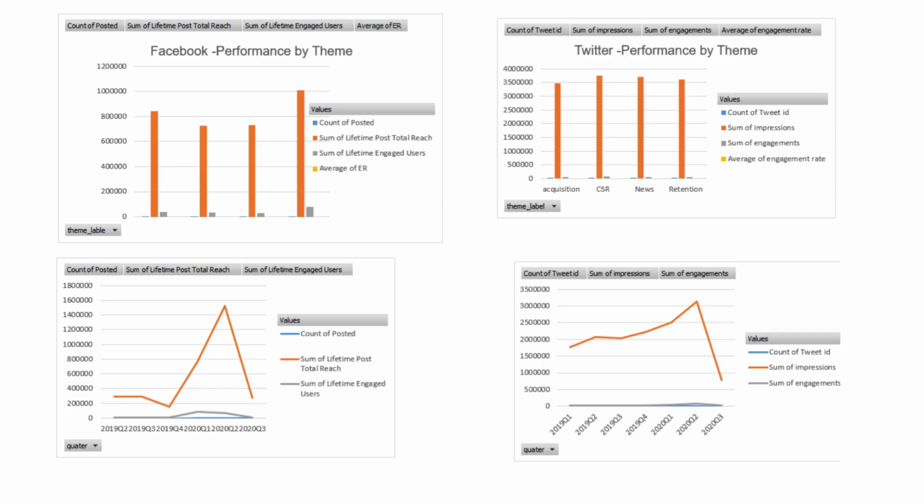Let's come to the charts. The first row shows performance by team. If you look at the bar charts, you can immediately compare how different topics perform on each platform. On the left, the Facebook bar charts clearly show the retention team's standout performance for driving engaged users. On the right, the Twitter charts show much more evenly distributed performance, with CSR slightly leading in overall impressions.